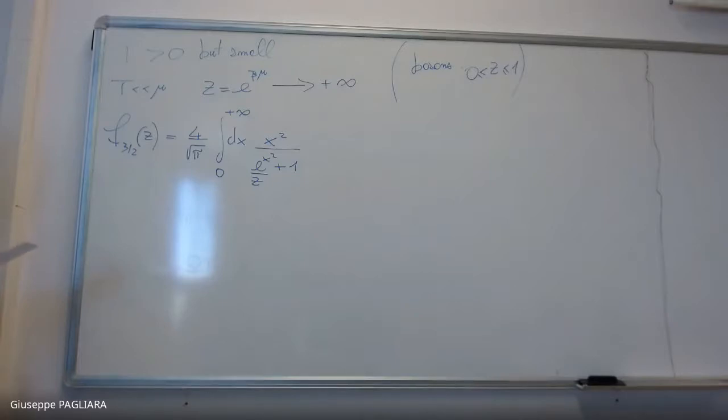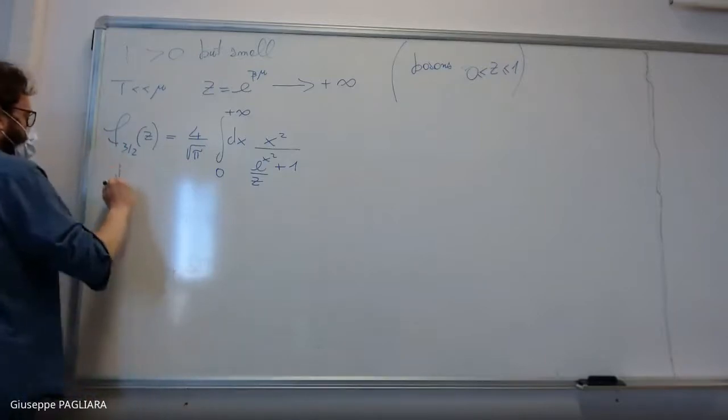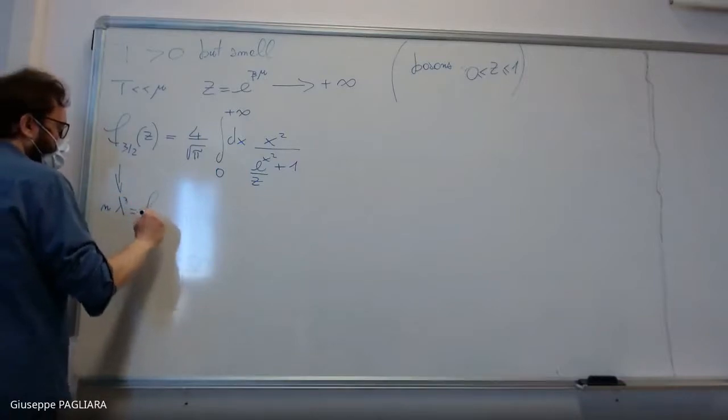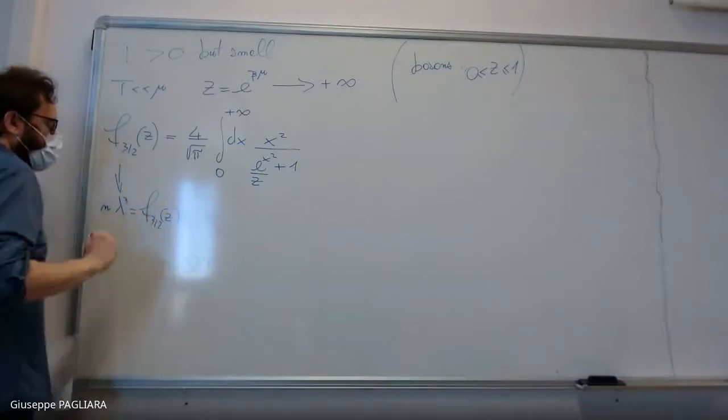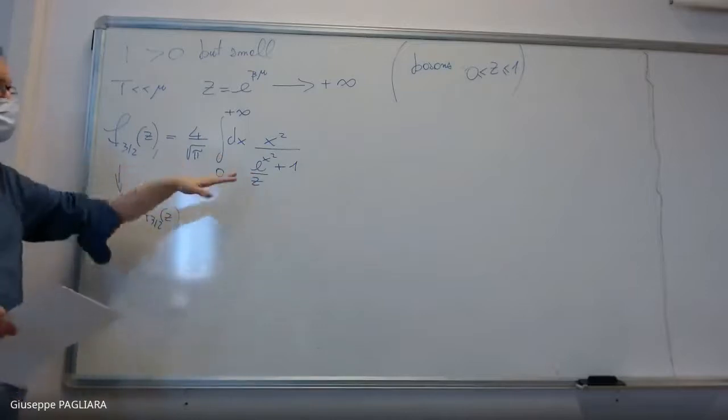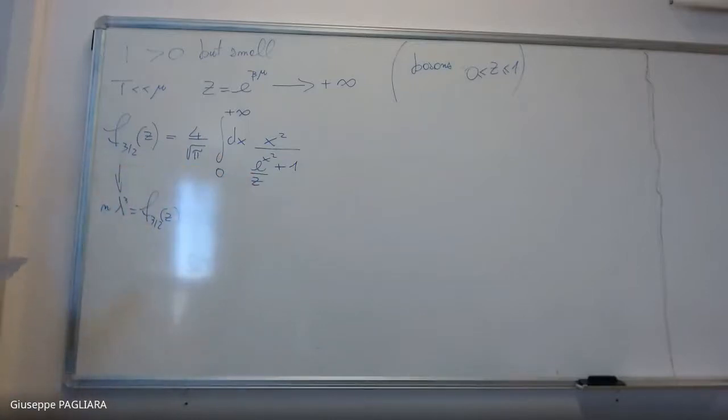This is n lambda cubed, and lambda cubed is f3 half of z, and this function here is the following integral representation.